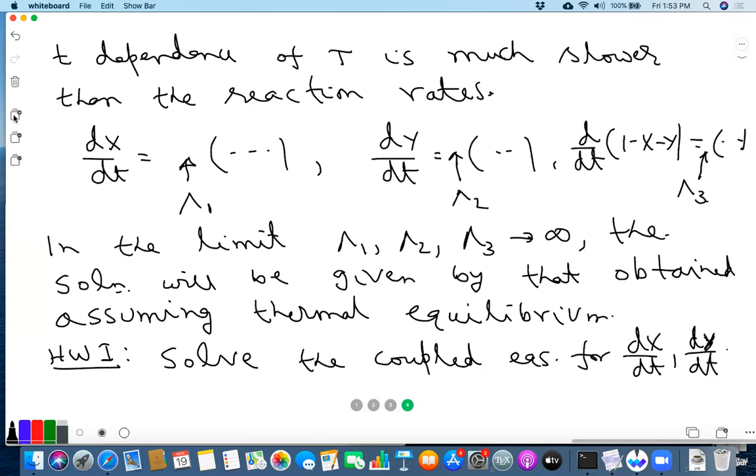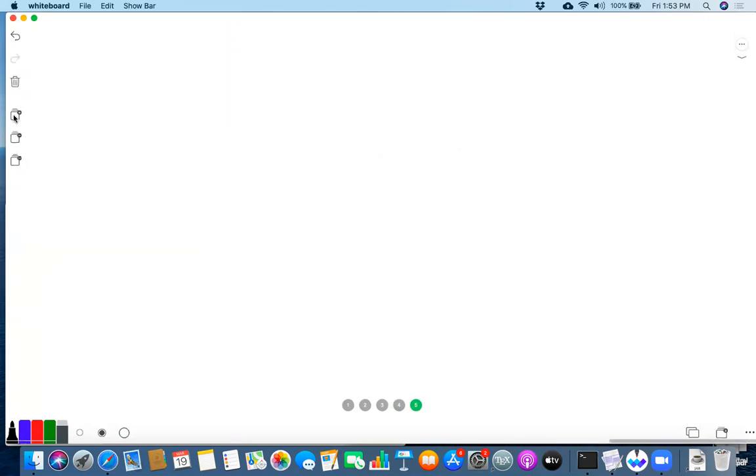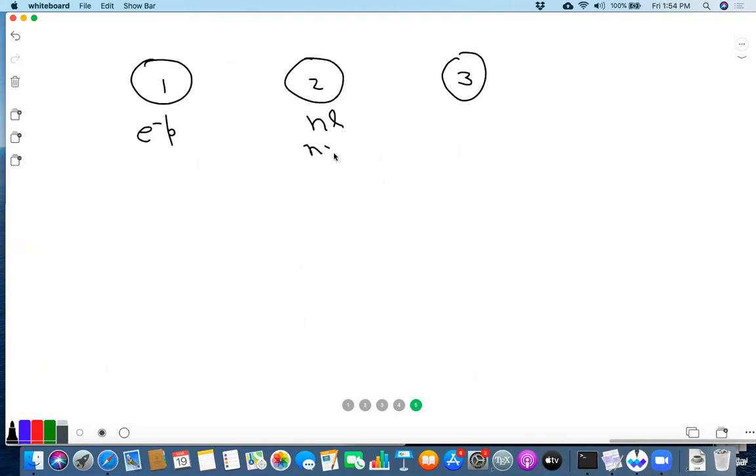So let me state this again. Look at this three-state system. This is 1, this is 2, this is 3. So 1 is the E minus P pair, 2 is the NL state with N greater than 2, and 3 contains a 1S state. And if you remember, the transition takes place between 1 and 2, and between 2 and 3.